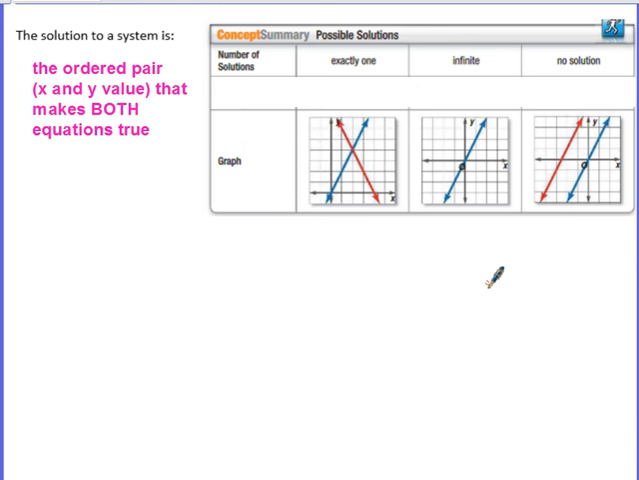So we've talked about before when we just have one equation. If I just look at this blue line, every point on this line is something that makes the blue equation true. So the blue equation is true here and here and here and everywhere on that blue line. And then the same thing is true for the red line. Those are all ordered pairs that would make the red line true.